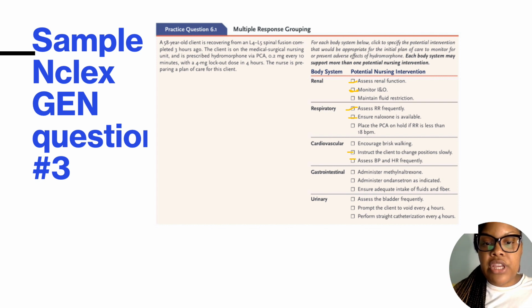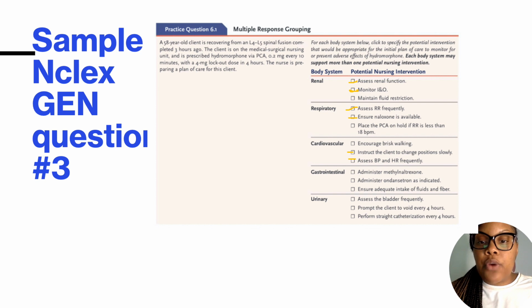All right, GI. Are we going to administer methotrexate? Well, you can say, I don't even know what methotrexate is, so I'm not going to administer that, because what does that medication have to do with hydromorphone? All right, so will we administer ondansetron as indicated? Yes, because we know that ondansetron, which is Zofran, helps with nausea, and some patients experience nausea as a side effect of hydromorphone.